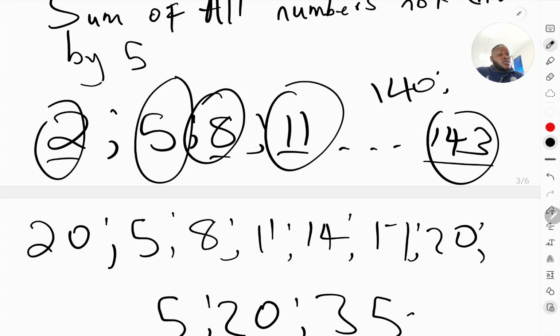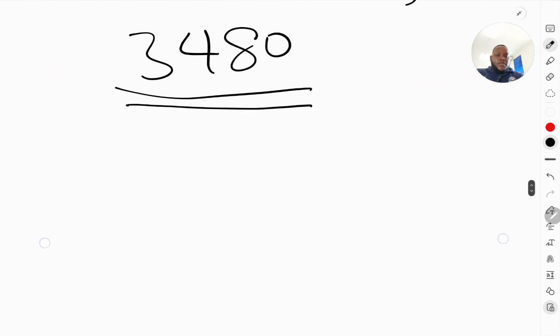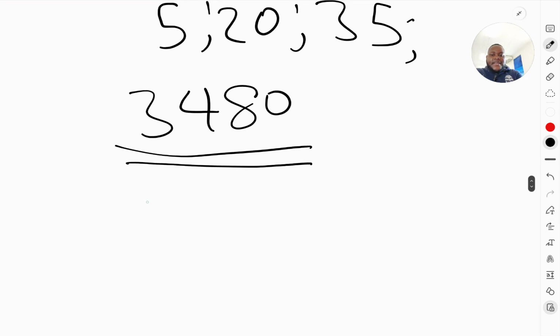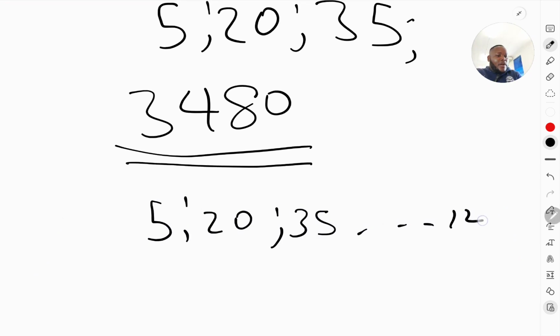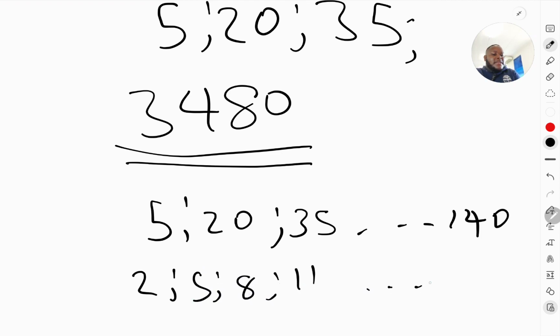It means the last number that is going to be divisible by 5 is 140, right? So now I have 140 here. Given my terms, it is going to be 5, 20, 35, up until 140 for those that are divisible by 5. Then it's going to be 2, 5, 8, 11, up until 143 for all numbers, those that are divisible by 5 and those that are not divisible by 5.